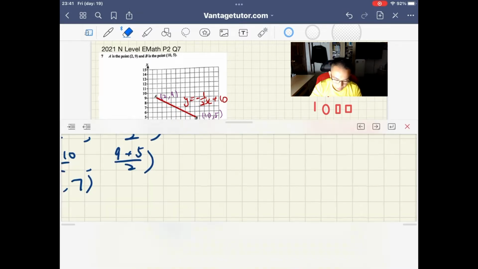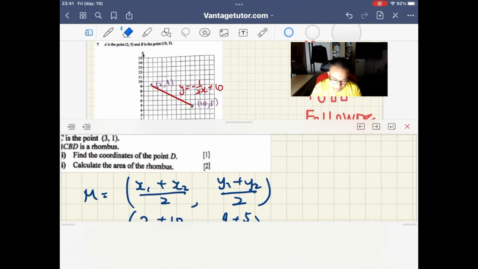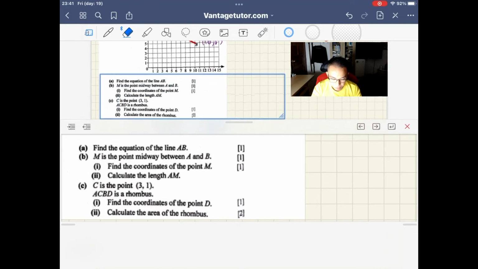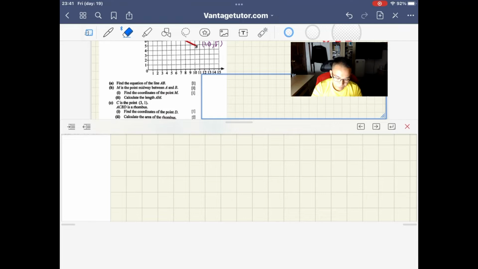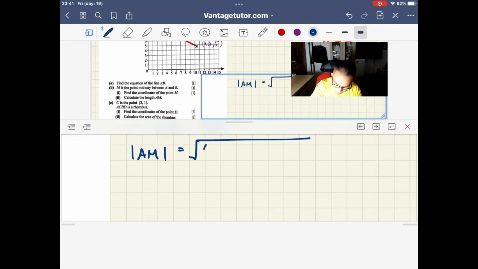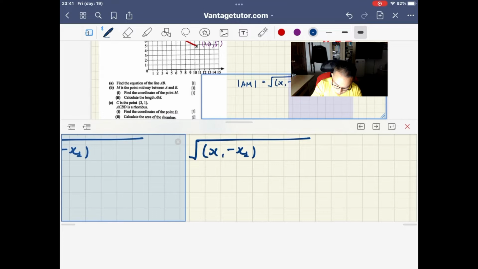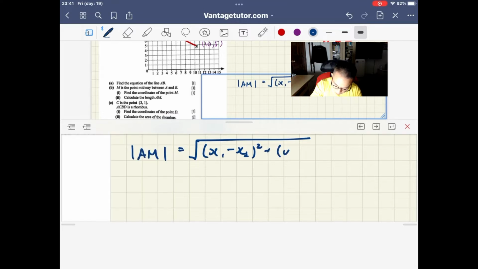Next, you actually want to find the length AM. Alright, so again, there's a formula to be applied here if you talk about your length. Length AM is basically, you can write this modulus. The formula is simply the square root of (x1 minus x2) square plus (y1 minus y2) square. This is just Pythagoras formula, your Pythagoras theorem. I don't have time to explain to you how it works, but basically you can take it as it is, because you're going to take your exams anyway.